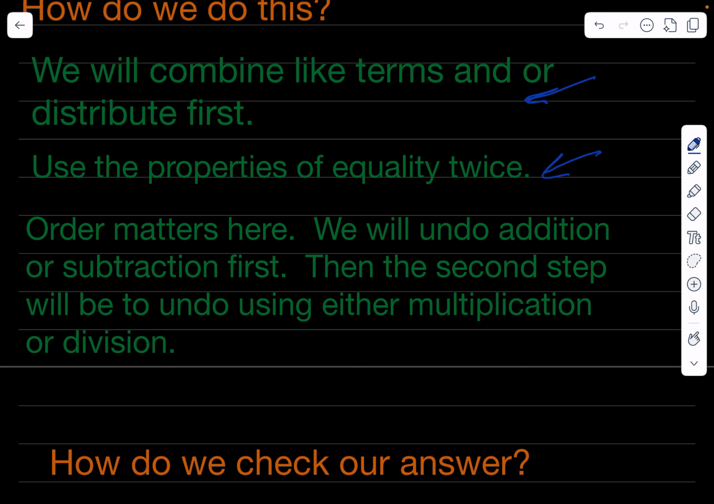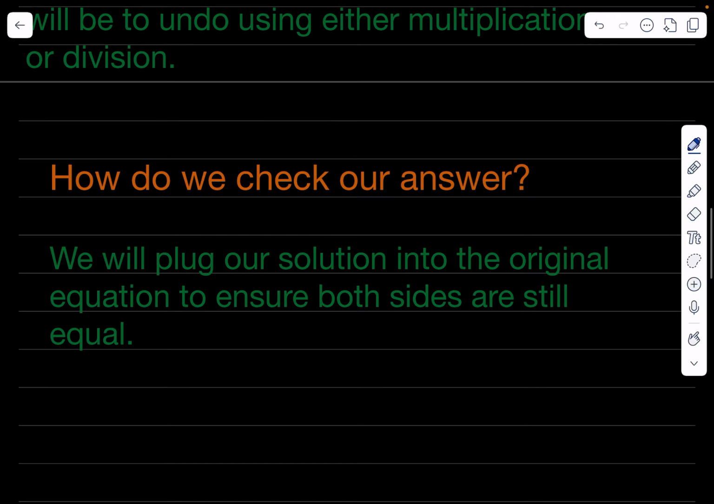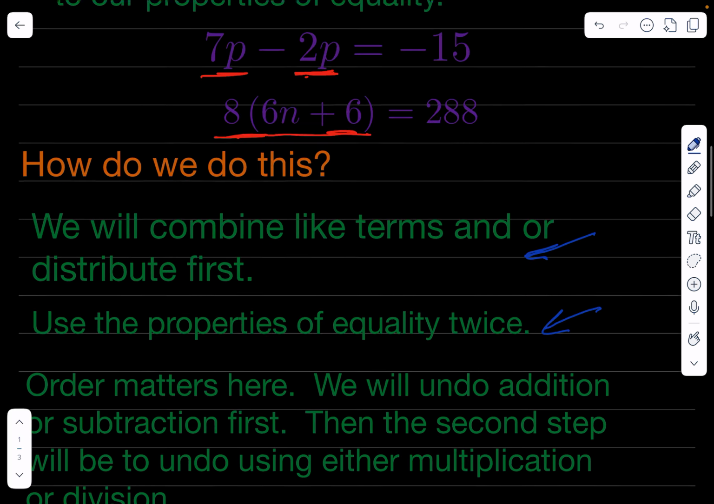Order will matter again if we have two steps. We'll undo addition and subtraction first. The second step will be to undo using multiplication or division. Our final question, how do we check our answer? This is the same as every other video. We will take our final solution, plug it back into the original equation, and solve to ensure that both sides are still equal. So we've answered our 4 questions.